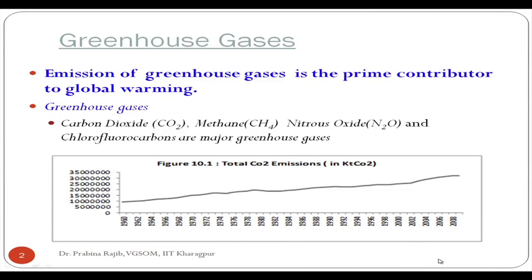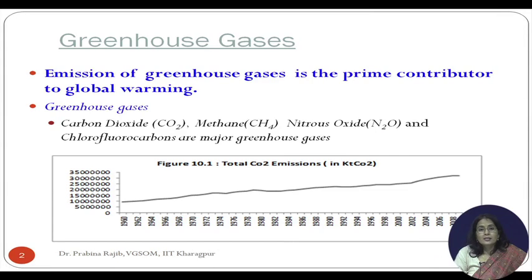Now, all of us know that emission of greenhouse gases is the prime contributor to global warming. And there is a lot of discussion and debate going on about what needs to be done so that our greenhouse gas emission is reduced, because this emission of greenhouse gases is leading to the very extreme weather conditions we are experiencing of late.